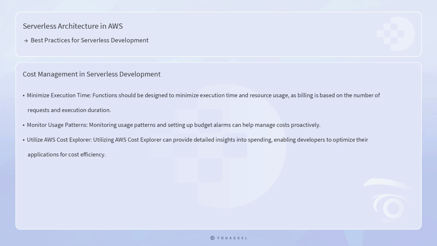Cost management is a vital consideration in serverless development. While serverless architectures can be cost-effective, improper design and configuration can lead to unexpected expenses. Functions should be designed to minimize execution time and resource usage, as billing is based on the number of requests and execution duration. Moreover, monitoring usage patterns and setting up budget alarms can help manage costs proactively. Utilizing AWS Cost Explorer can provide detailed insights into spending, enabling developers to optimize their applications for cost efficiency.